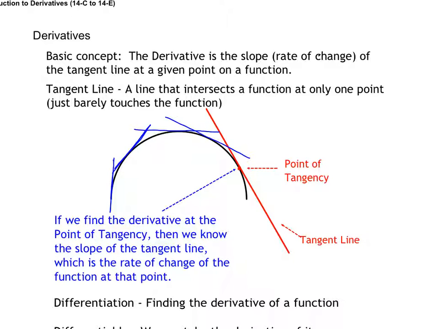The slope is constant. Here, though, we have this curve, and if you draw the tangent lines at different points, you can see here that our rate of change is going to be different, okay? Now, the point that we're looking at is the point of tangency, and here's our tangent line. If we find the derivative at that point of tangency, that's going to give us the slope of the tangent line, which is also the rate of change at that point, okay?